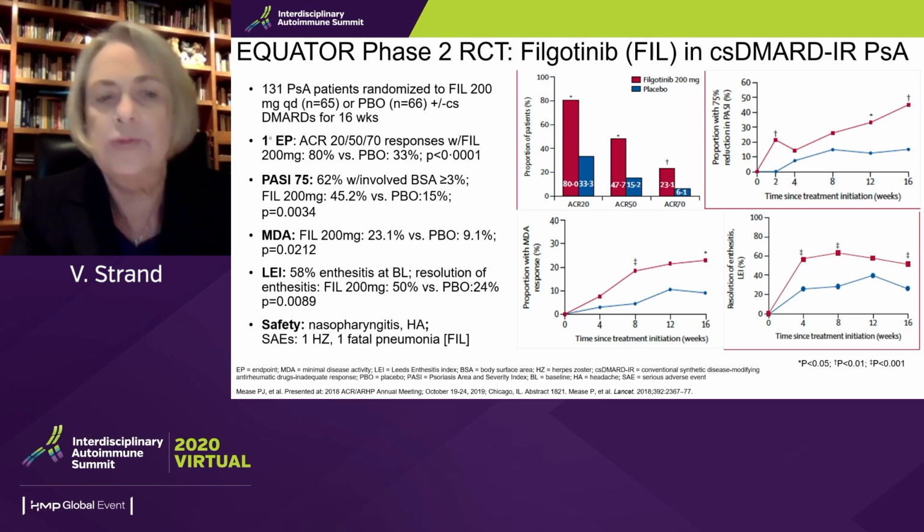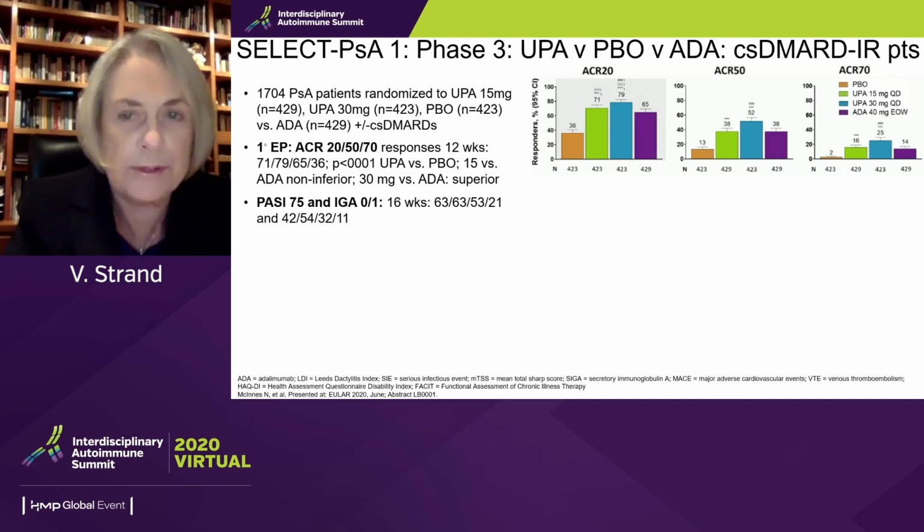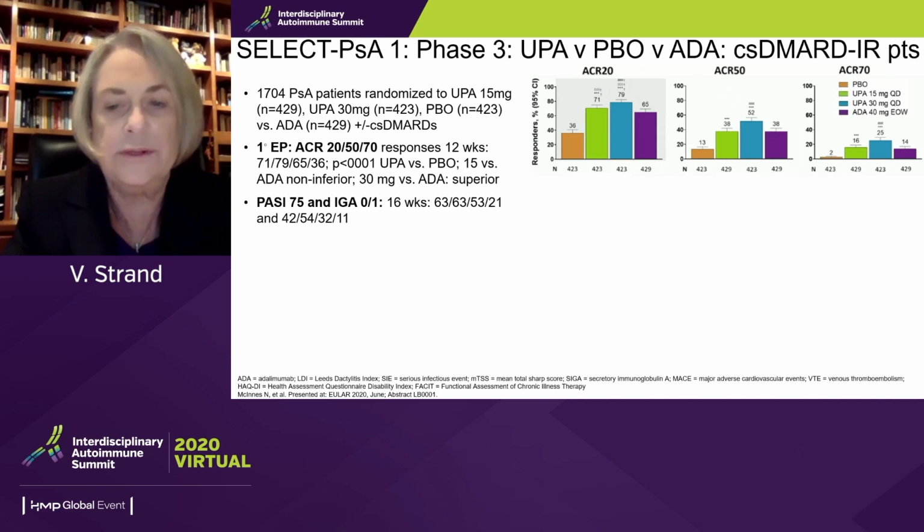Now, if you look at the phase 3 trials with UPA, PsA 1 was upadacitinib 30 versus 15 versus adalimumab versus placebo. And these were, again, csDMARD-IR patients, about 50% of them taking background therapy. Primary endpoint, as you can see here, ACR 20, 50, and 70, that was at 12 weeks, statistically significant. Then we have the PASI 75 and the investigator global at 16 weeks, and they were statistically significant. And the 15 milligram upadacitinib was not inferior to adalimumab. The 30 milligram was actually statistically superior.